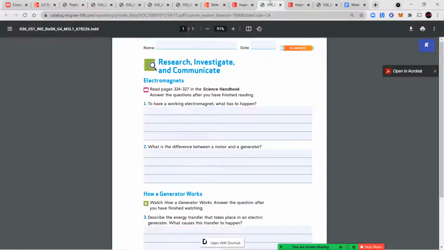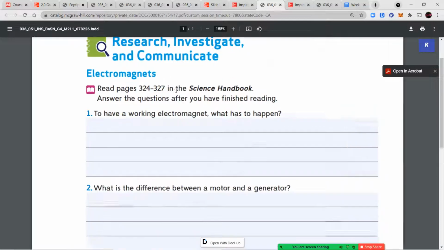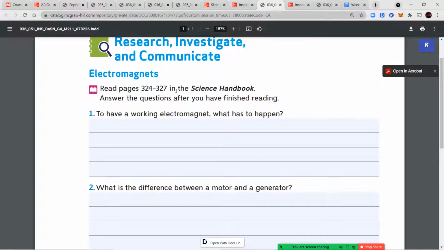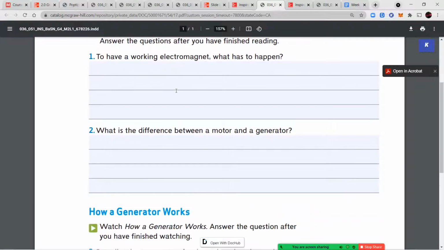All right, next we're going to take a look at page 61. And for page 61, we need to read pages 324 to 327 in our science handbook in order to answer these questions. The two questions we need to answer are: number one, to have a working electromagnet, what has to happen? And number two, what is the difference between a motor and a generator?